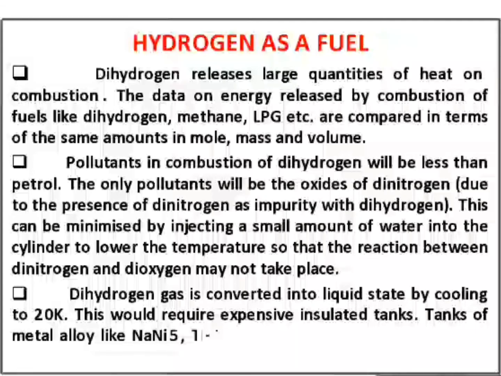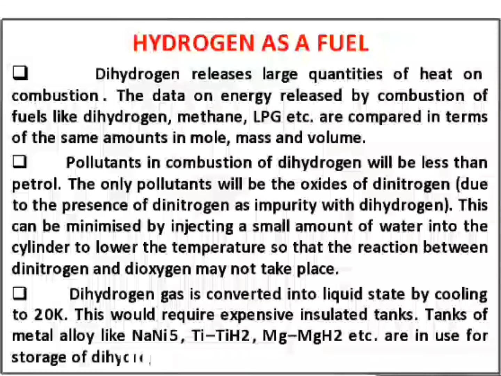This water checks the reaction between oxygen and nitrogen. So it reduces the production of nitrogen dioxide. So ultimately, if we add a small amount of water, we can decrease the pollution. So dihydrogen is a very good option. Dihydrogen gas is converted into liquid state by cooling to 20 Kelvin. Hydrogen gas, you see in LPG, liquid petroleum gas, which we are using in cylinders in our kitchen.